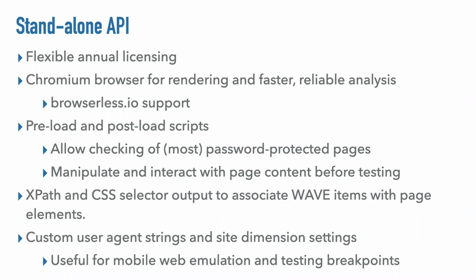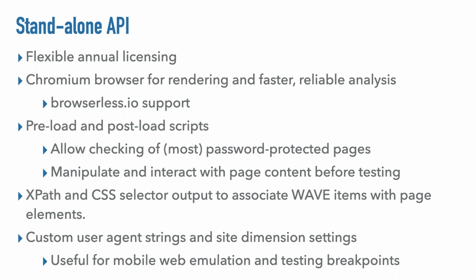We have output that allows you to associate WAVE items with page elements. So instead of saying there's an image that's missing alternative text, we have little output code identifiers that say this is the image within the page that's missing alternative text. So you could use that data to maybe identify to an author or a developer where the specific accessibility issue has occurred within that content.